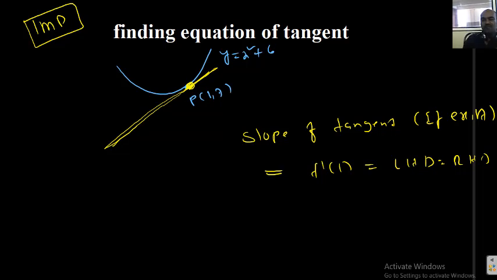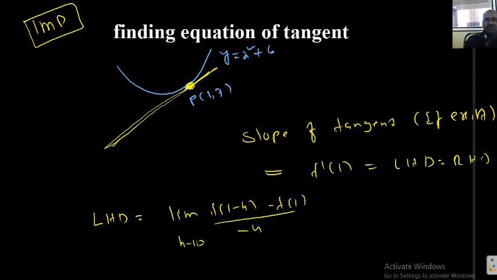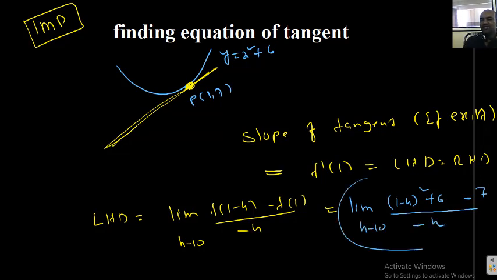Students, listen. LHD: limiting value of [f of (1 minus h) minus f of 1] by minus h, h tending to 0. That is same as limiting value of [(1 minus h) whole square plus 6, minus f of 1, substitute 1, you get 7] by minus h, h is tending to 0. To find the limiting value of this, you can use any method. You can use L'Hopital or factorization, whatever it may be, your wish.